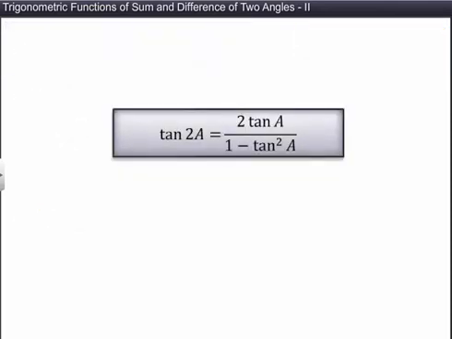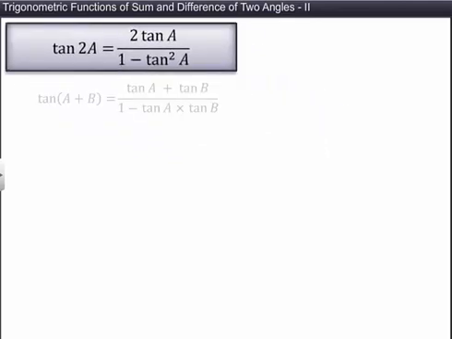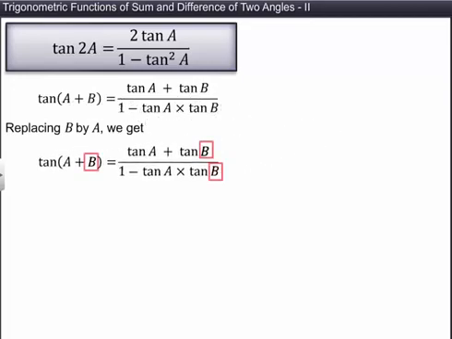Now, let us find the formula for tan 2a. Recall that tan of a plus b is equal to tan a plus tan b divided by 1 minus tan a into tan b. Replacing b by a in the formula, we get tan 2a is equal to 2 tan a divided by 1 minus tan square a.